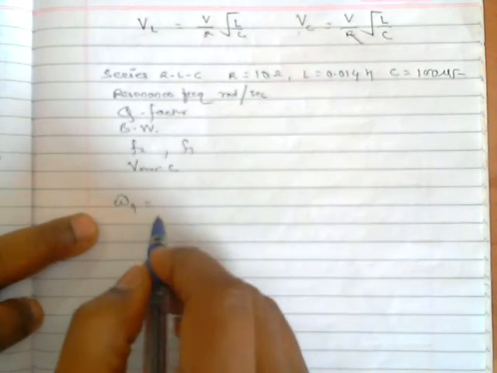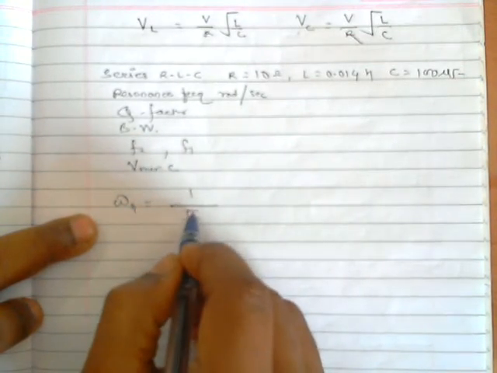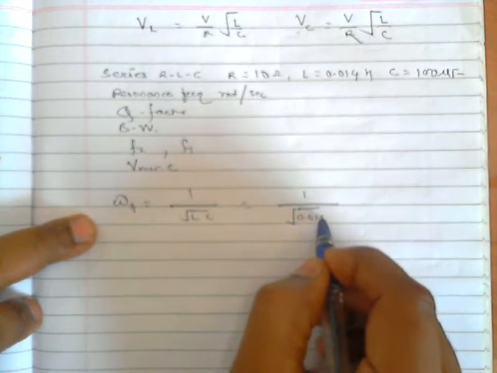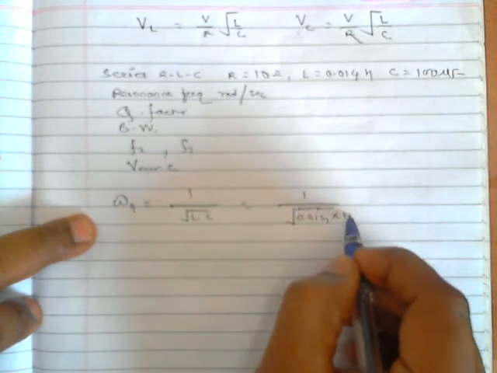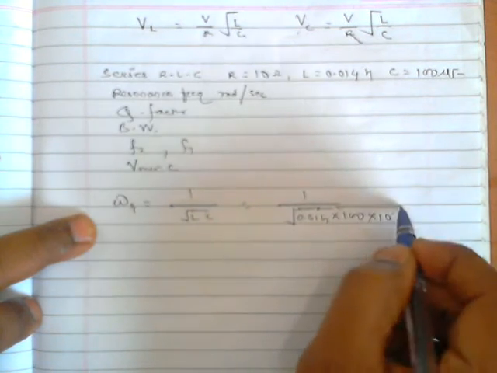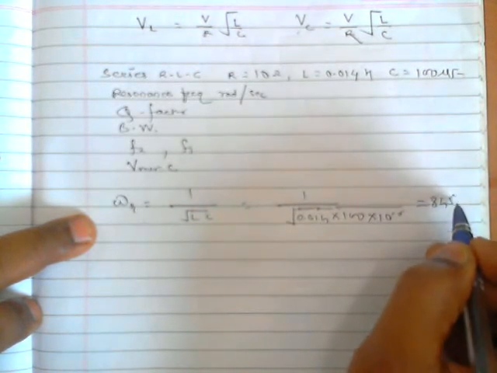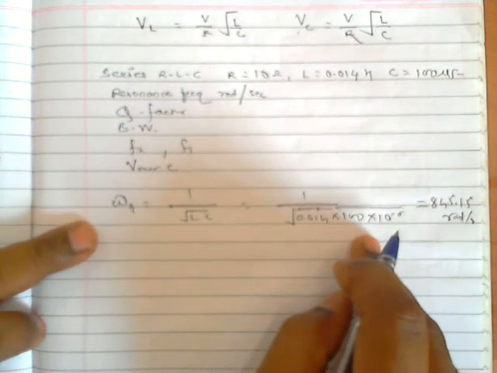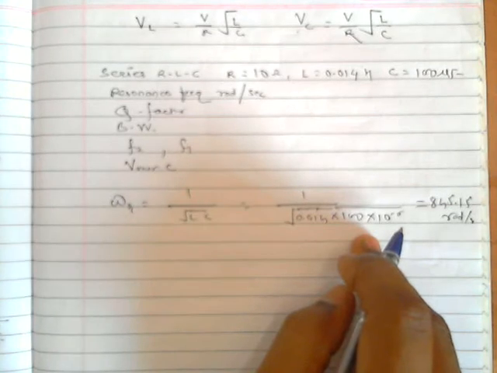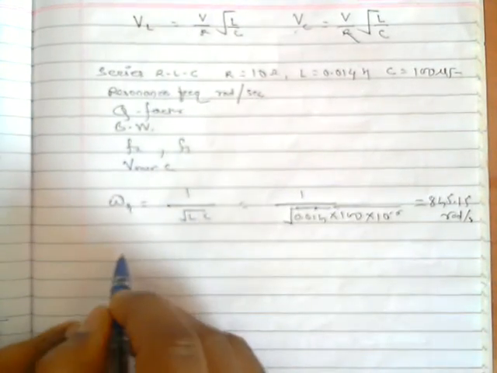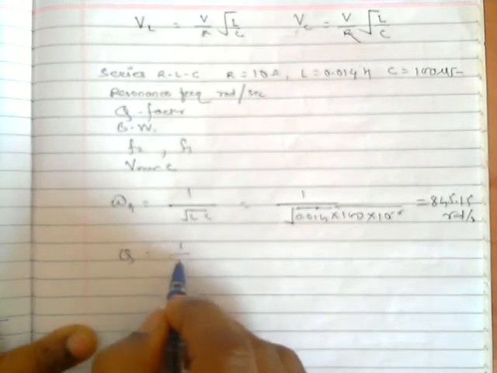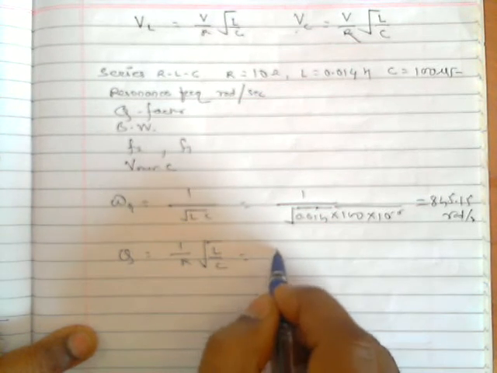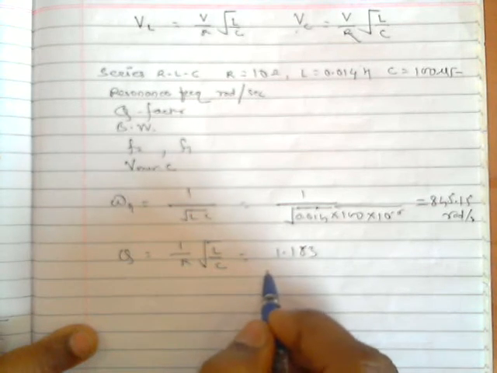Omega r, the resonance frequency, is given as 1 by root LC. So just put in the formula, get the answer. L is 0.014, C is 100 microfarad, means 100 into 10 raised to minus 6. So this answer is 845.15 radian per second. Now if this is in hertz, then obviously we will use another formula, fr equal to 1 upon 2 pi under root LC. The Q quality factor is given as 1 upon R under root L by C. So simply put in the formula, the answer will be 1.183.